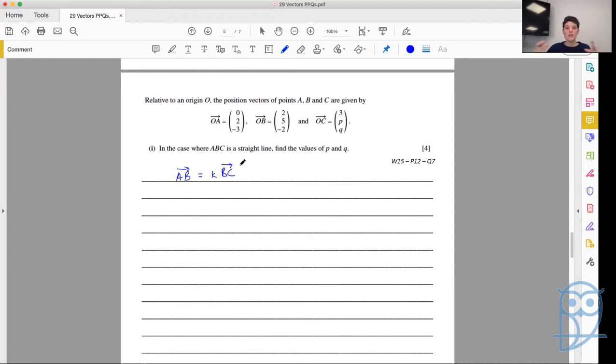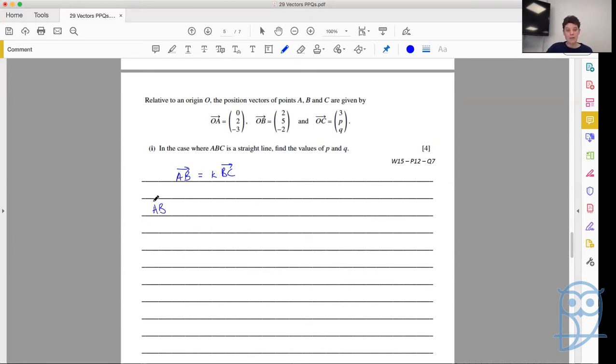Because even if they're the same length, if B is at the halfway point, then K would be 1. But we know that this direction is going to be the same, so we're working effectively with parallel vectors. Brilliant stuff. In order to do this, we need AB and we need BC. So let us start with that.